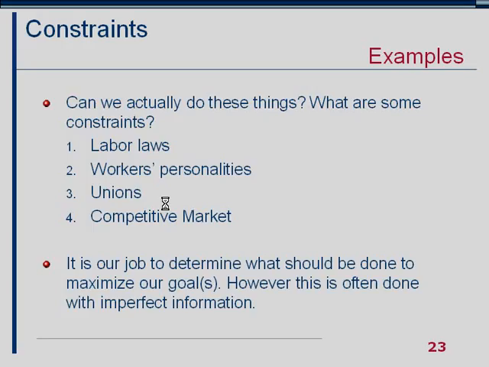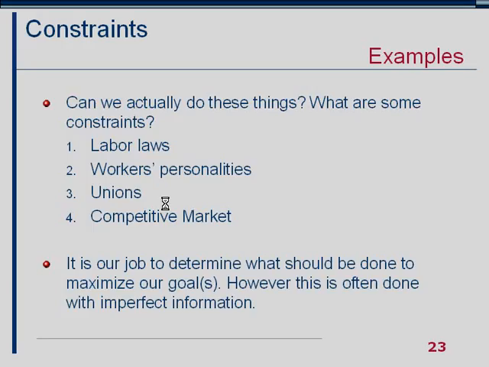Competitive market. The market just won't allow you to pay someone $20,000 to be an engineer because they'll go somewhere else. So the market won't allow you to actually do this. So it's our job to determine what should be done to maximize our goals. However, this is often done with imperfect information.